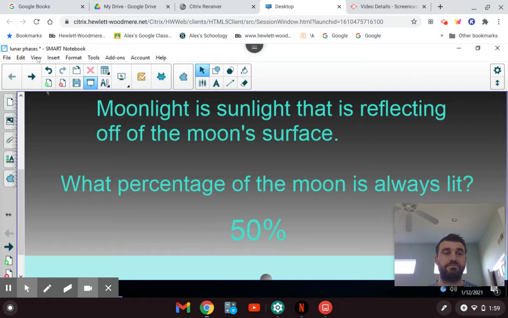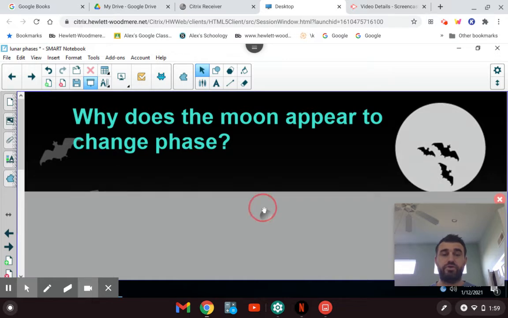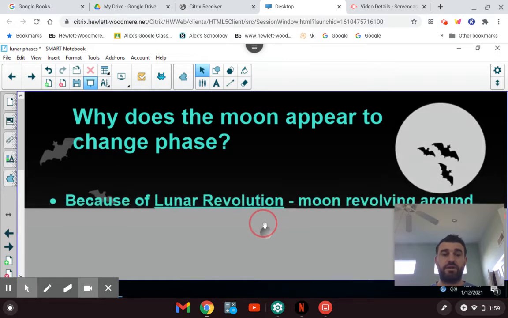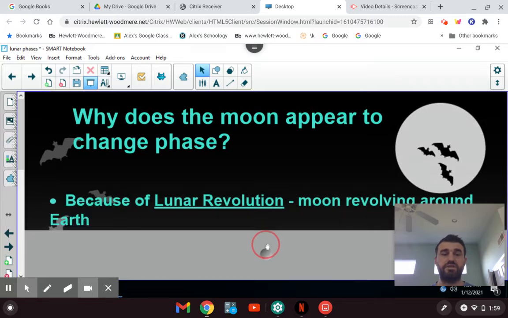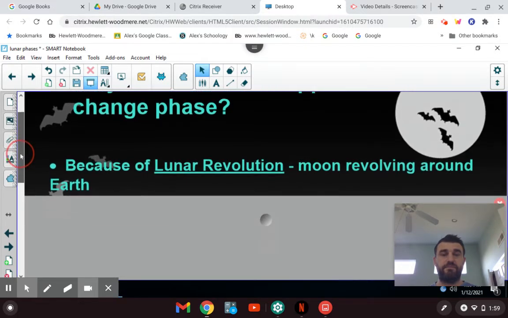All right, next slide. So why does the moon appear to change phase? We played an animation yesterday showing lunar phases. And what's crucial is the moon must go around the Earth. We call this lunar revolution. So lunar revolution: the moon revolves around the Earth.